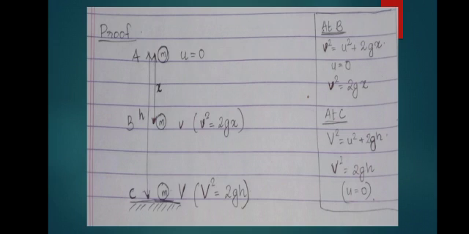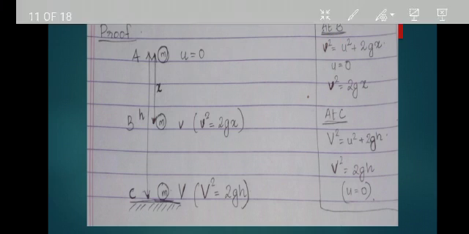Here s means displacement. So from A to B the displacement is x. So instead of s, we are writing x. And a we are replacing by g because it is falling under the influence of gravity. So we will have the equation small v square equal to u square plus 2gx. Now u is how much? 0. So we will get the value of v square equal to 2gx.